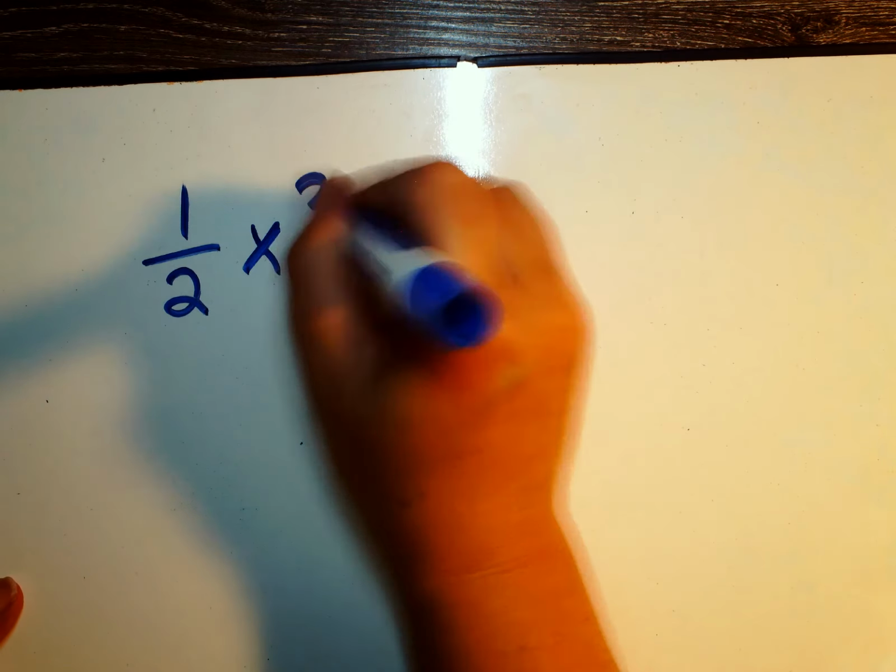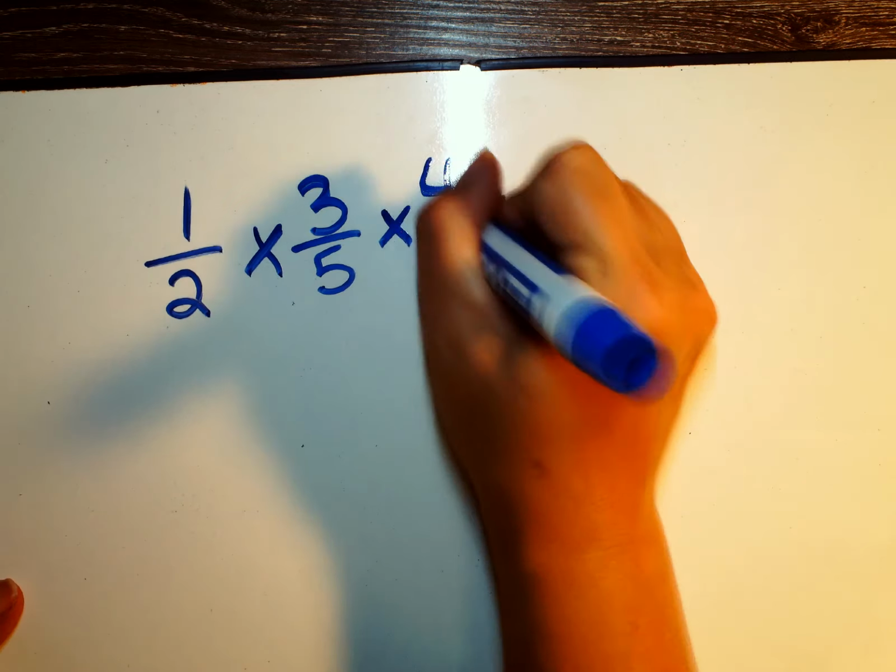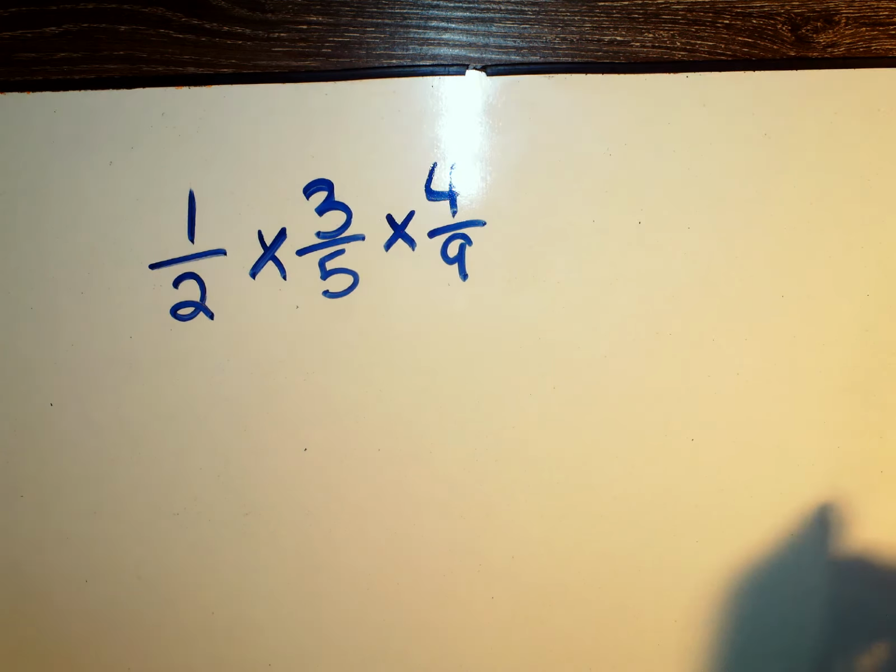Hi everyone, we are going to do some order of operations with fractions now. So I'm going to write a few problems out and we're going to do them together. So 1/2 times 3/5 times 4/9.